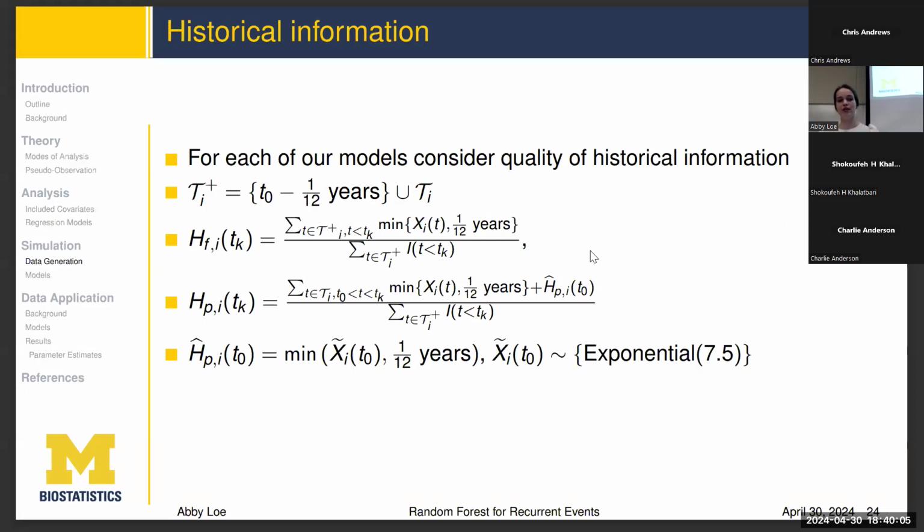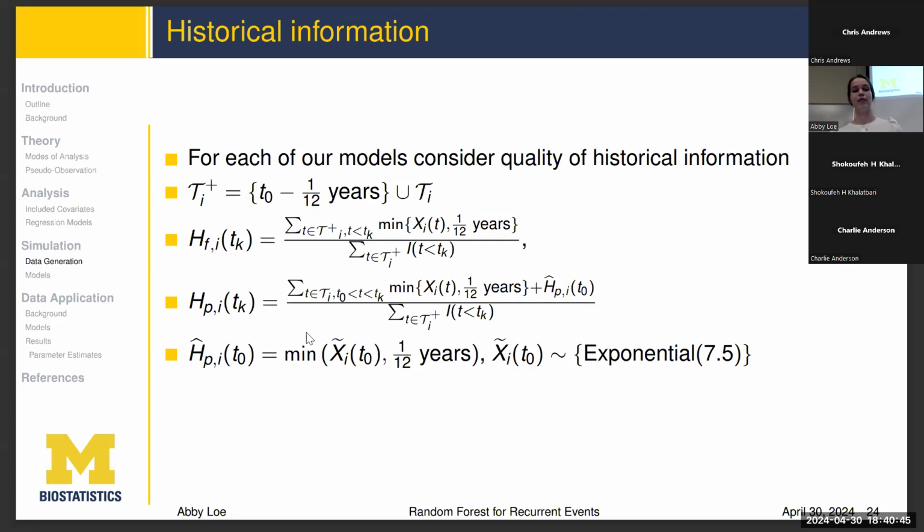And then for each one of these models, we're going to consider quality of historical information. So here's where we thought about HF of T, HP of T, and then no historical information. This is just a formalization of those variables that we're going to put into our model. So for HF of T, we have this augmented time. We can actually look back in time and consider, did you have an event before baseline? And then we're going to include that in this kind of averaging of your behavior.